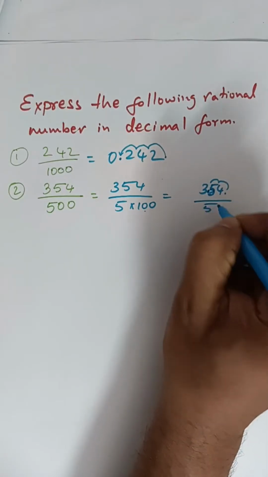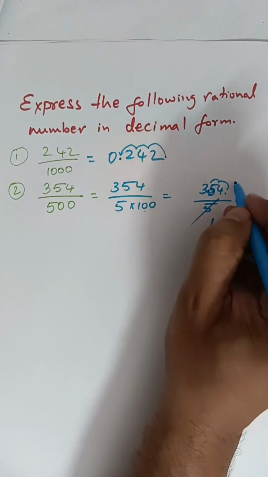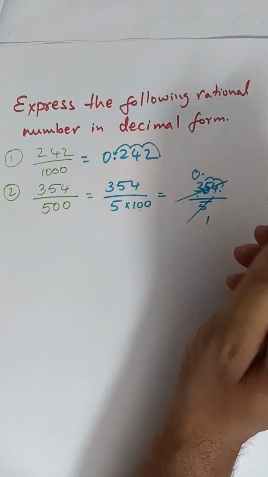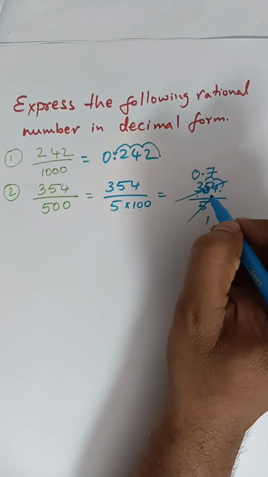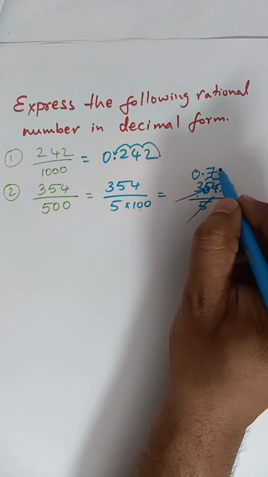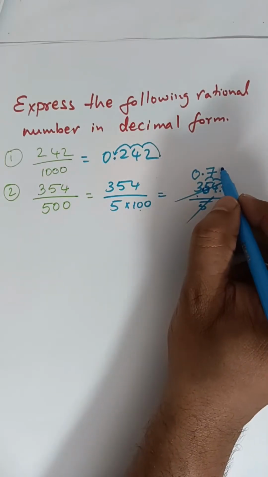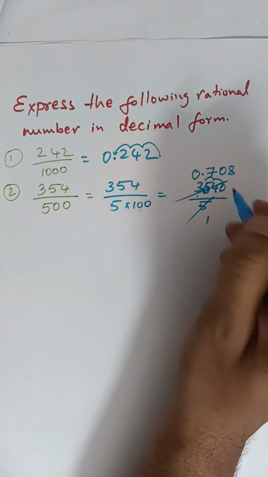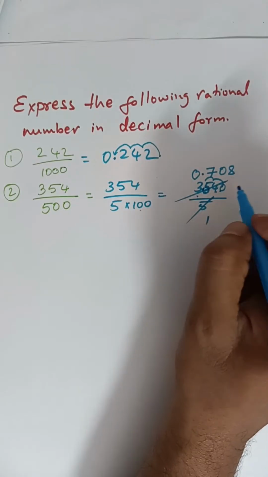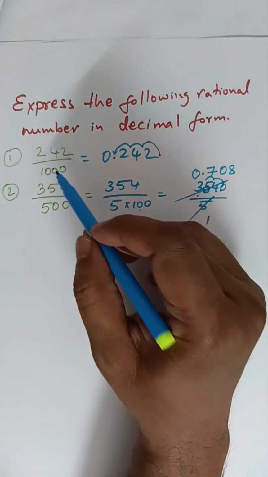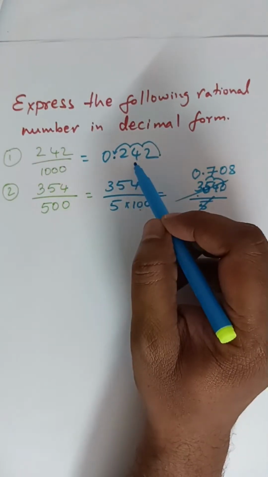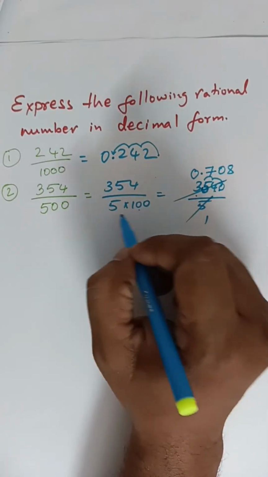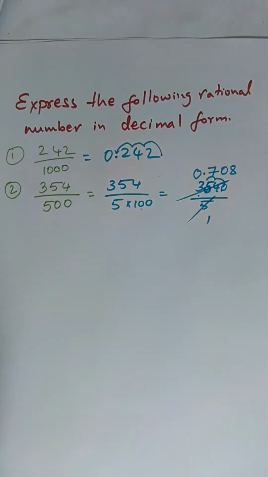Now divide by 5. 3 is smaller than 5, so write 0. Then 35, 7 fives are 35. 4 is smaller, so write 0 here, it becomes 40, so 8. So 0.708. In this way, if you directly have 1 with some zeros, you can calculate like this. If you don't have 1 with zeros, factor it: 5 multiplied by 100.